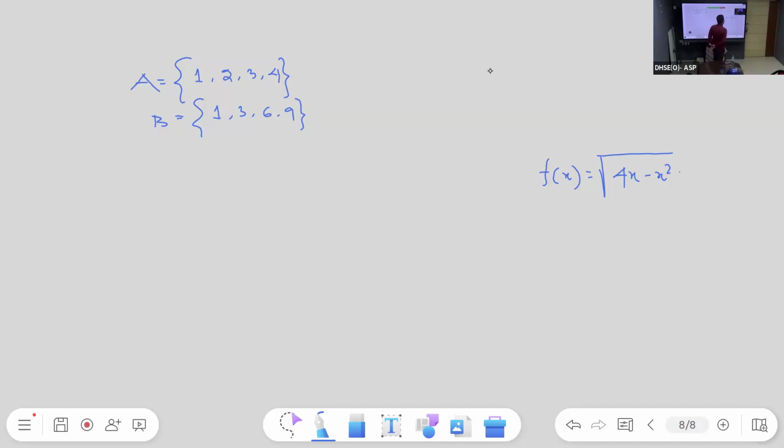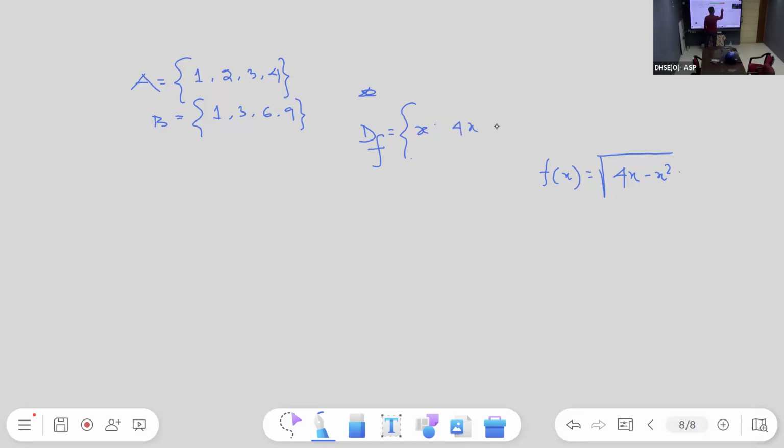Domain of a function is the set of the values of x for which the function f of x is defined. Since a square root is there, for the function to be defined, the expression under root should be greater than or equal to 0. So in short form I represent it like this: domain f is the set of all x such that 4x minus x square is greater than or equal to 0. And the solution of this inequation is the domain.